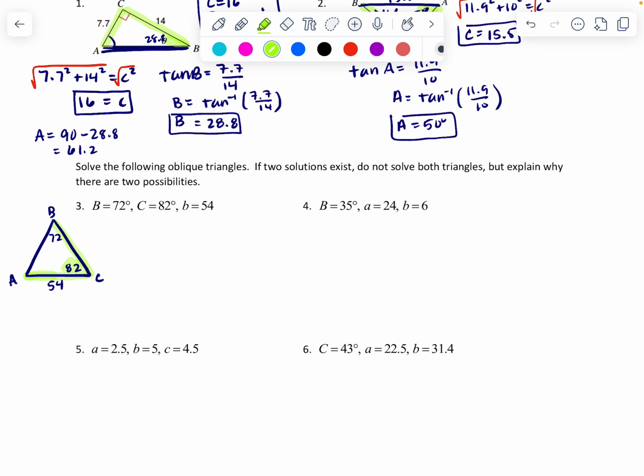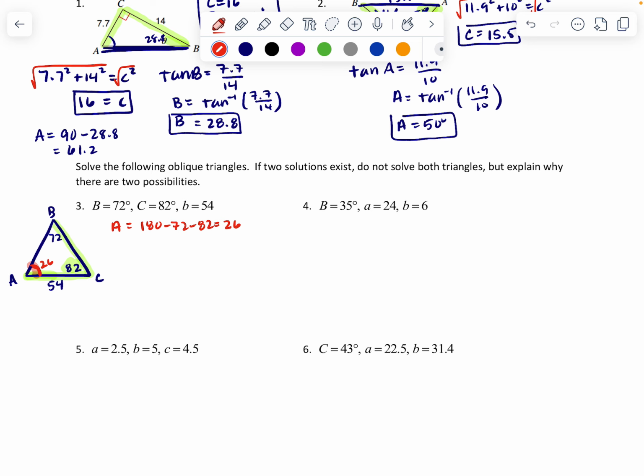Okay, so the first thing I can find really easily is angle A. So angle A, I could just quickly find by subtracting from 180. So it's 180 minus 72 minus 82. And that's going to give me 26 degrees. Okay, so I found angle A.